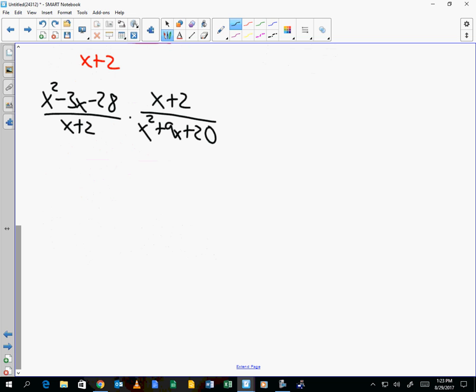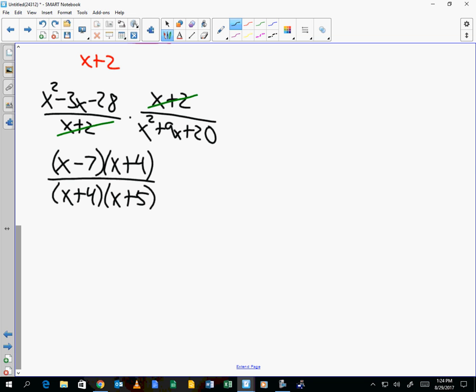So you already anticipated the x plus 2's cancel. Somebody else said something intelligent in the back there. Factor. Great idea. x minus 7 and x plus 4. I think I have that factored right. I don't do it that much. x plus 4 and x plus 5. Do I have that correct? So those go away. The x plus 4's are gone. We get negative 7/5. Boom!